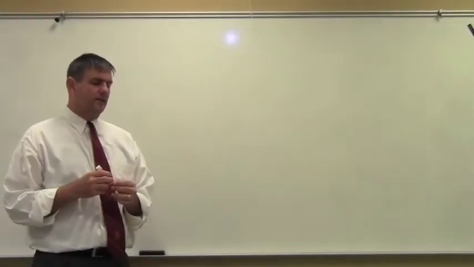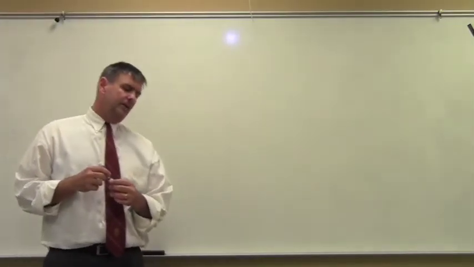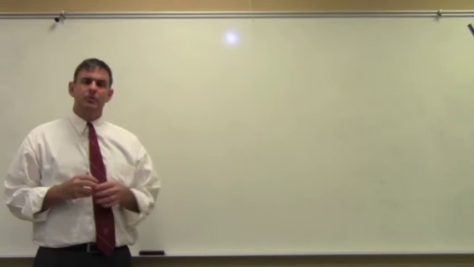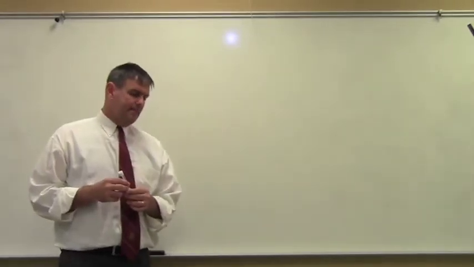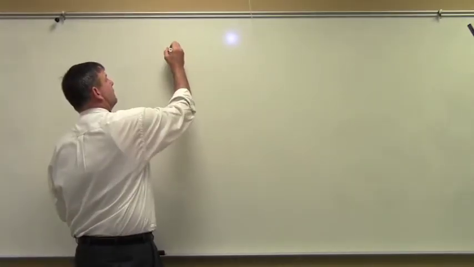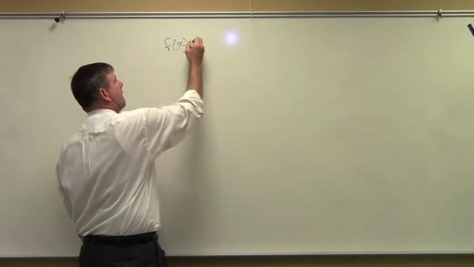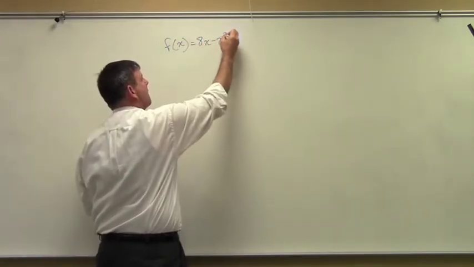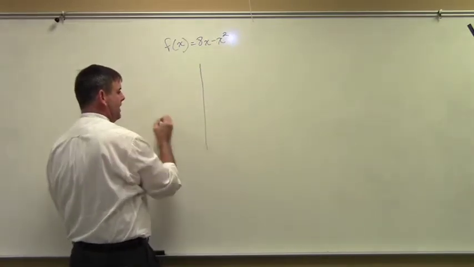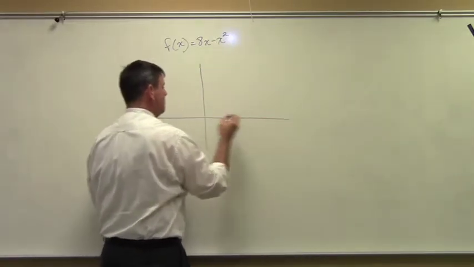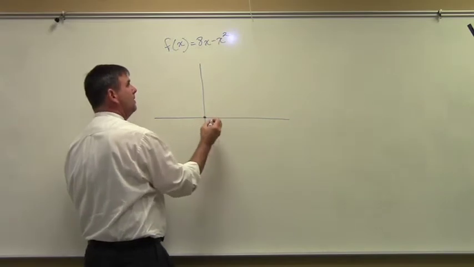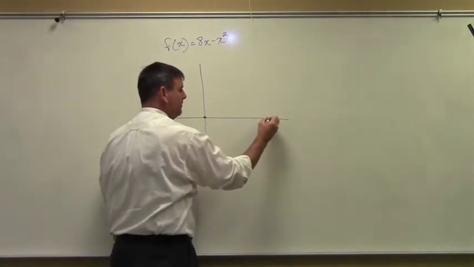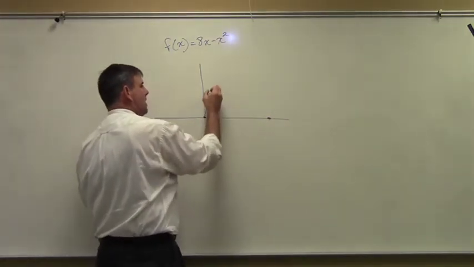Okay, so today's lesson is finding the areas under a curved surface using rectangles. I want to start off with f of x equals 8x minus x squared. And of course, the sketch of that, we would have a 0 at 0 and a 0 at 8. We would have a parabolic shape.